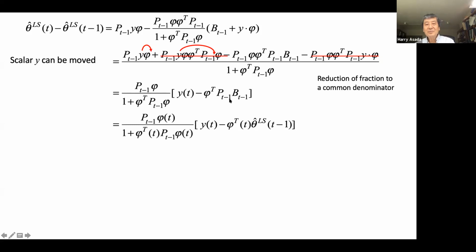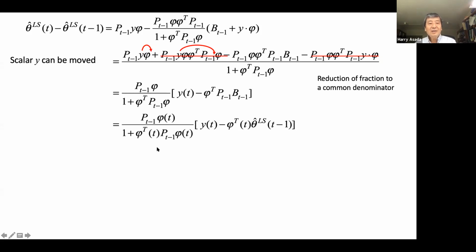Theta LS at t minus 1, right? And what happens if you multiply this parameter vector with the transpose of your regressor, basically the inner product between these two? That's basically your prediction. So what is this, y_t minus this? This is nothing but the prediction error.